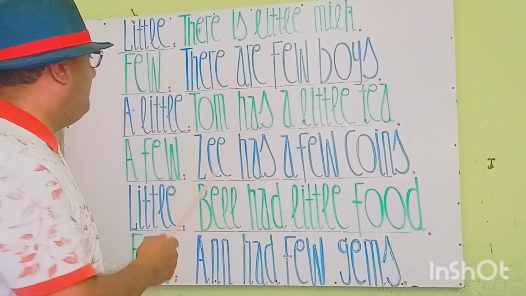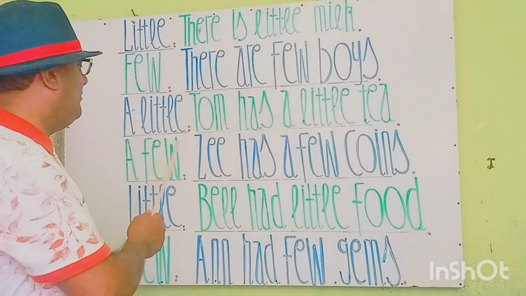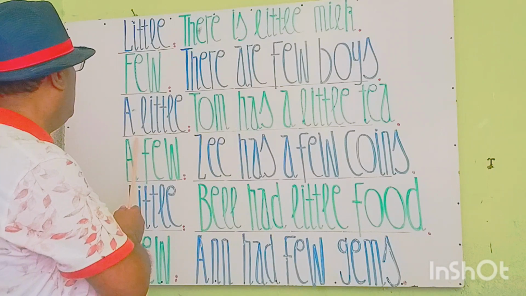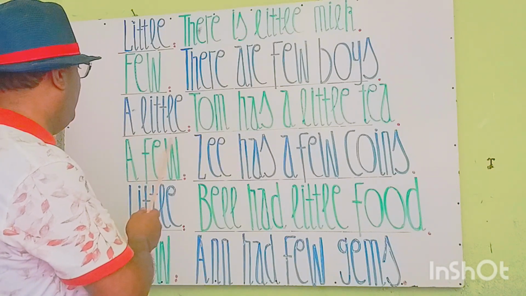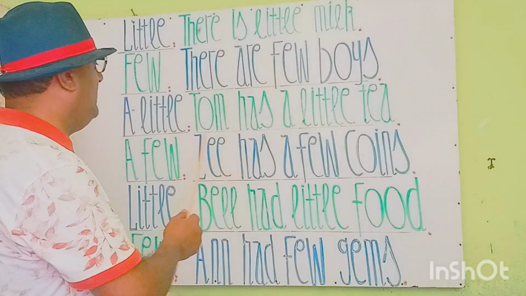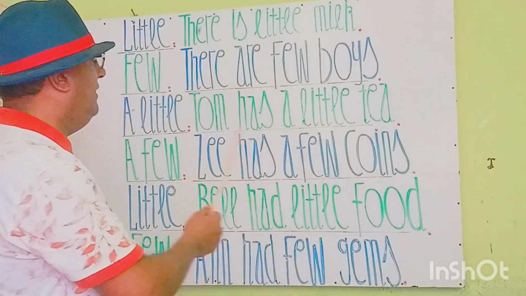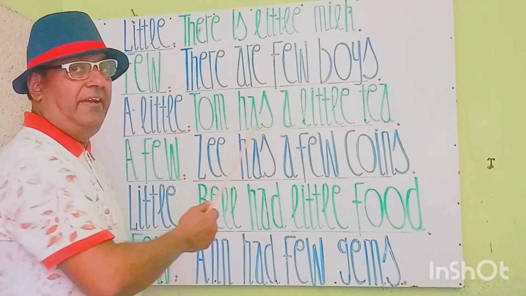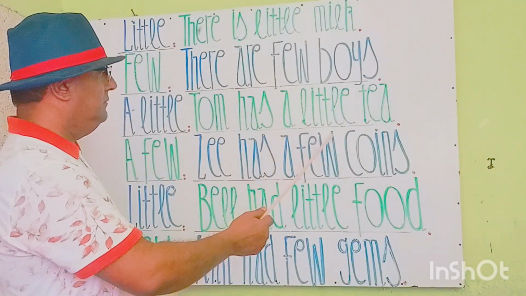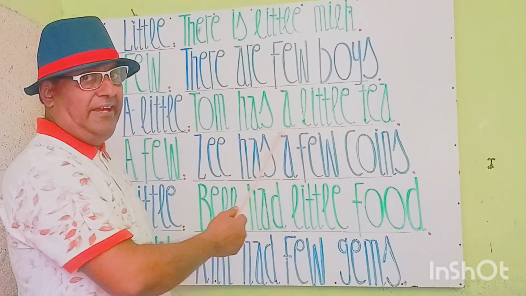Here, my students, you see: a little. Now we have a added before little, a little, and the statement is: Tom has a little tea. Tom has a little tea. The determiner we have used here is a little.